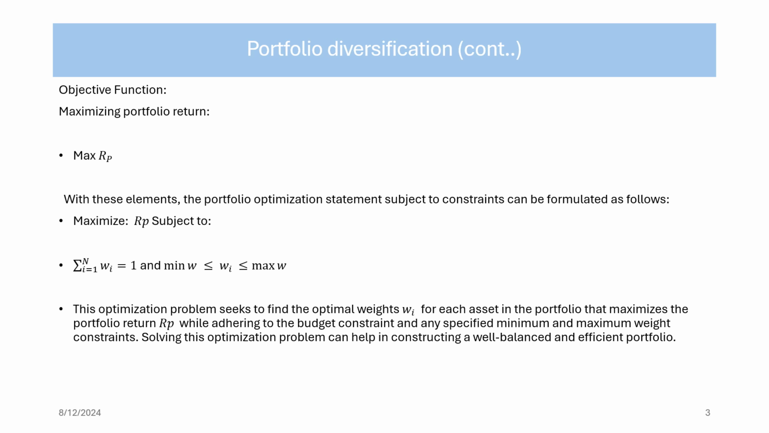This optimization problem seeks to find optimal weights wi for each asset in the portfolio that maximize the portfolio return Rp while adhering to the budget constraint and any specified minimum and maximum weight constraints. Solving this problem can help in constructing a well-balanced, efficient portfolio.